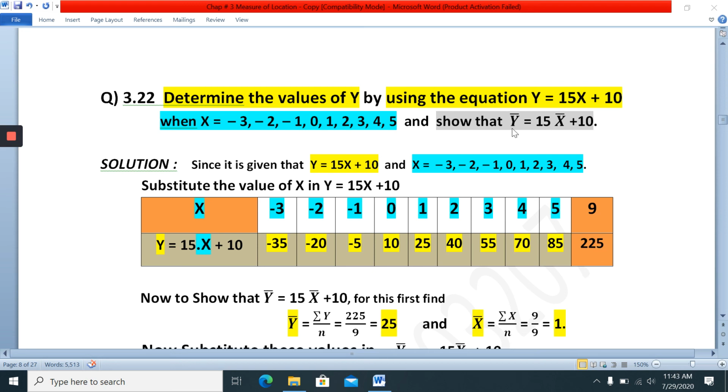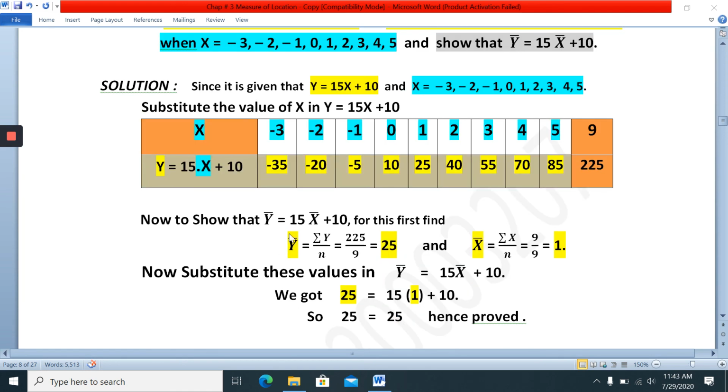Now show that y bar is equal to 15 x bar plus 10. How to prove this one? To prove this one, first we have to find y bar and x bar. Y bar is equal to summation y divided by n. So this is the sum of y. The sum of y is 225, and divided by n, the number of values, which is 9. So 225 divided by 9 is 25. 25 is the mean of y.